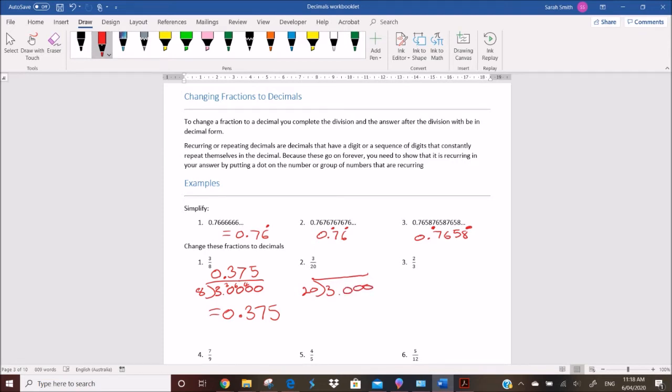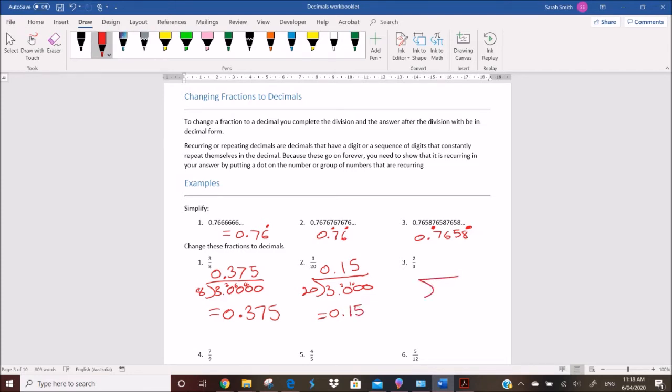For our next one over here, we want to do our 20 dividing into our 3. So again, we've got 20 into 3, doesn't go. Remainder 3. 20 into 30 goes once, remainder 10. 20 into 100 goes 5 times. So our decimal is going to be 0.15.